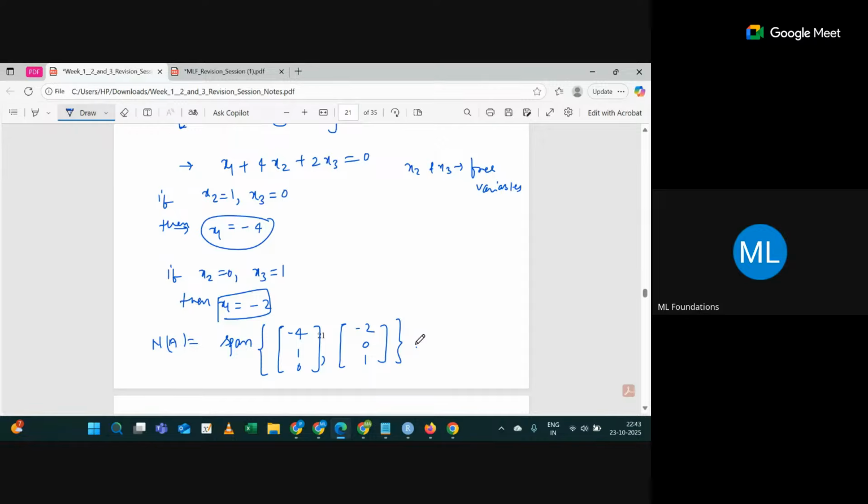It depends on how many free variables there are. First of all, you have to identify the pivot columns, and then decide the free variables. Pivot columns are independent columns, and free variables correspond to the dependent columns. We assume the values of x2 and x3 for the free variables, and the standard way is to substitute 1 and 0, and 0 and 1.